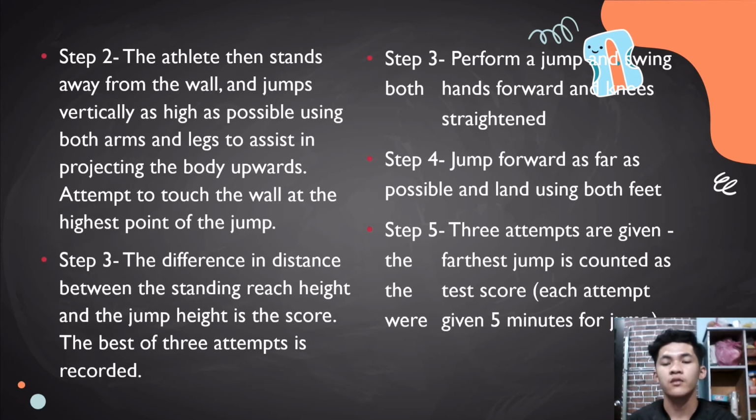In step 4, the subject jumps forward as far as he or she can and lands using both feet, and the subject's jump will be counted. In step 5, the subject is given 3 attempts. The farthest jump is counted as the test score, which is the higher score. Each attempt is given 5 minutes.